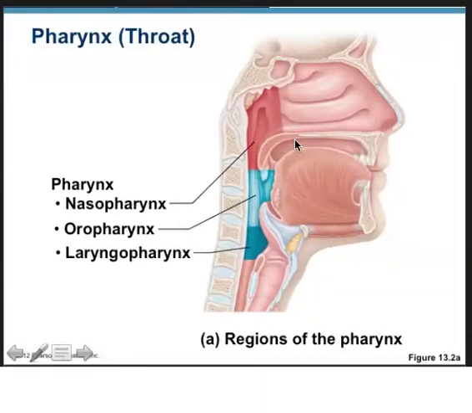It's important that the hard and soft palate separate the oral cavity from the nasal cavity for this very reason. If these were continuous passageways, it would be very easy for food and water to get into the nasal cavity and as a result end up in the airway.